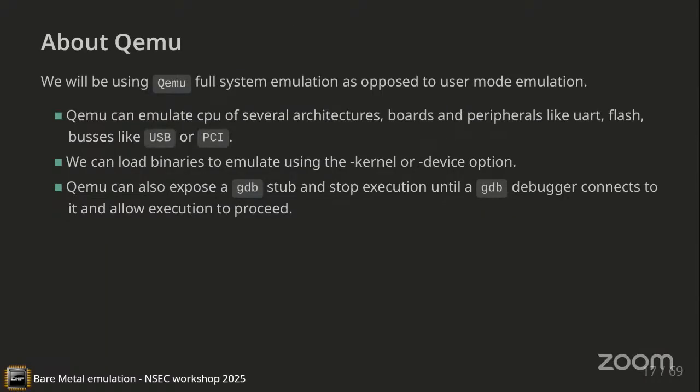About QEMU, QEMU can emulate several CPUs, several architectures. It can emulate peripherals and also buses. So we'll use it to load the binary. We'll use either the kernel option or the device option to load binaries for emulation. We'll see the difference between the two. And also QEMU can expose a GDB server so we can connect with our GDB client and debug the code that is being emulated.